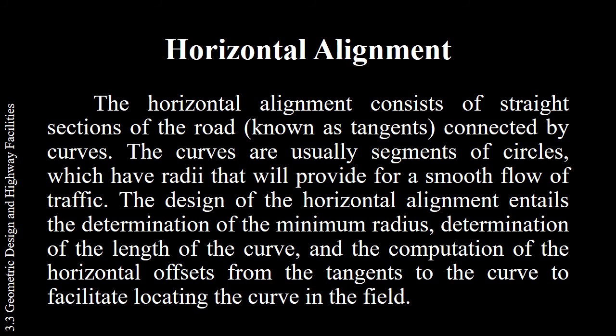Horizontal alignment. The horizontal alignment consists of straight sections of the road known as tangents connected by the curves. The curves are usually segments of circles which have radii that will provide for a smooth flow of traffic. The design of the horizontal alignment entails the determination of the minimum radius, determination of the length of the curve, and the computation of the horizontal offsets from the tangents to the curve to facilitate locating the curve in the field.